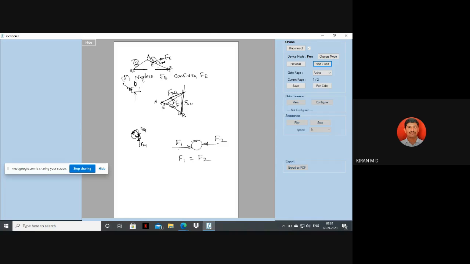Okay. So we know the magnitude and direction of FE. What is the FE value? FE value is 6 kilonewton. Use the scale 1 kilonewton equals 1 centimeter. Then you draw the line parallel to this FE, what we have here. You draw that 6 centimeter line.